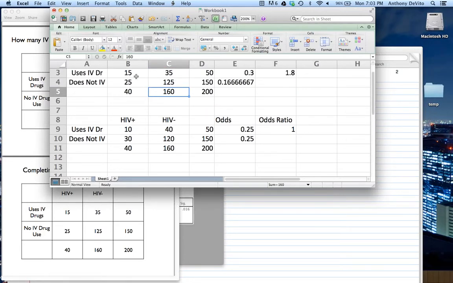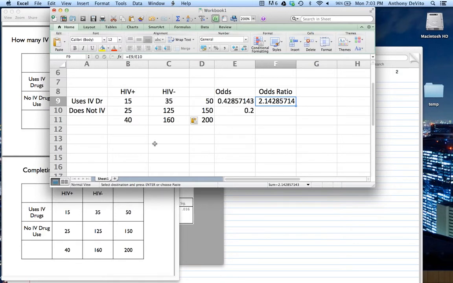I'm going to do the same thing down here. Just going to substitute these numbers. Okay, and I get a similar outcome. Got a higher odds of being HIV positive if you use IV drugs compared to if you don't use IV drugs. The odds ratio was above 1, a number larger than 1, because you're more likely to be HIV positive if you're an IV drug user.